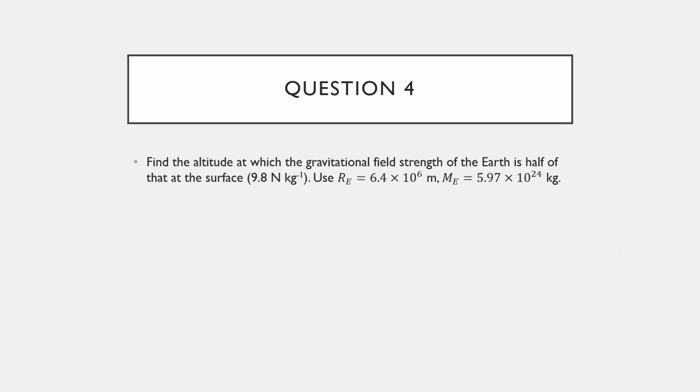Another variation on a theme. So find the altitude at which the gravitational field strength of the Earth is half of that at the surface, or half of 9.8. Again, you've got the data of the Earth there. So what it's asking us to find is some point up here where the field strength is half of 9.8 or 4.9. And it's asking to find the altitude. So it wants us to write this distance here as our final answer.